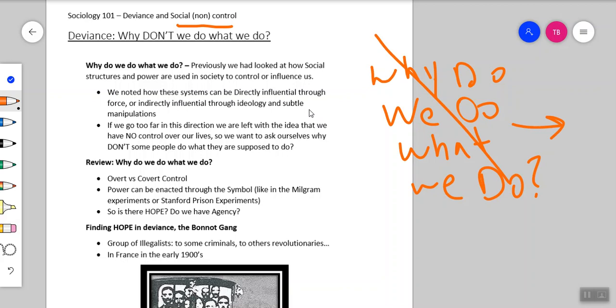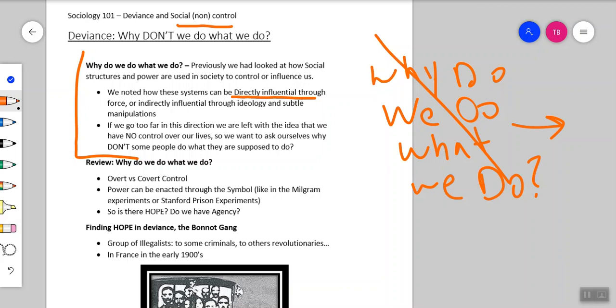One of the big questions we asked as far as social structures go, in this first part, is why do we do what we do? And we're talking about social control and how systems influence us. So we talk about how we could be directly influenced by things both overtly, through things like prison systems and policing systems, but also indirectly, through the power of symbols and different things of control.